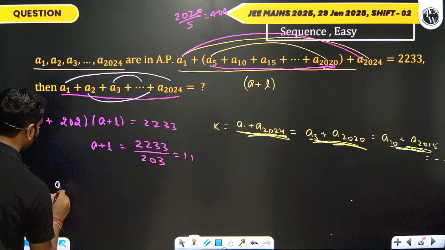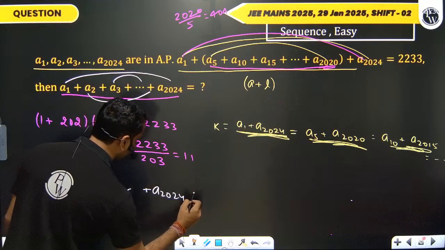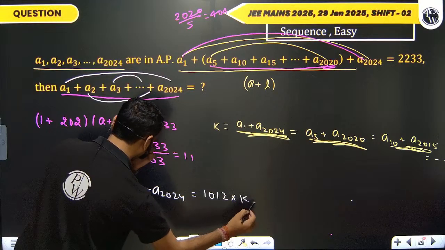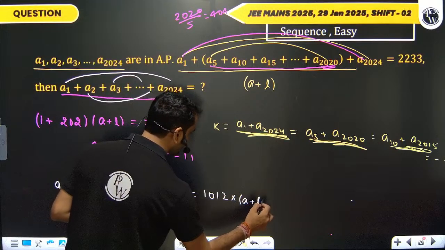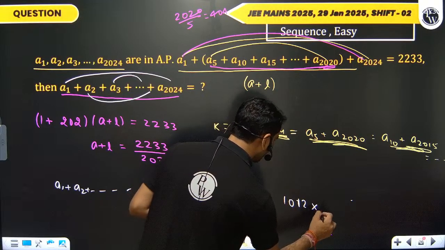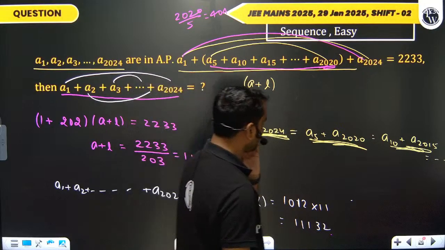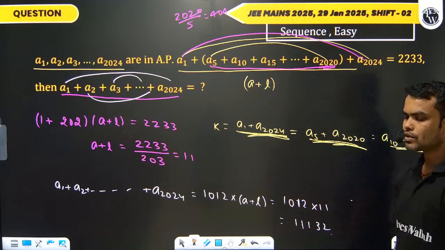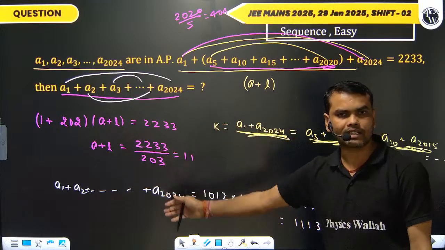If you calculate A1 plus A2 up to A2024, it will be nothing but 1012 times K, and the K value, means the A plus L value, we have directly calculated. We will place it here. A plus L is 11. So 1012 into 11, just multiply it. It is going to be like this. So 11132 is the correct answer. So this is also a basic problem of AP GP. Just apply the property.